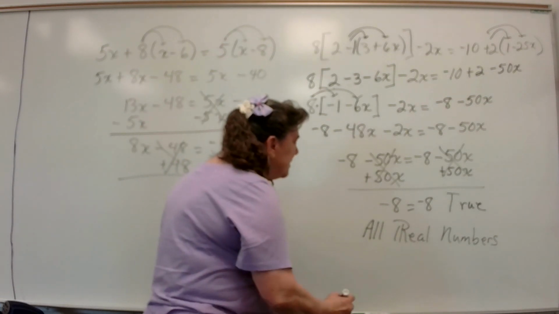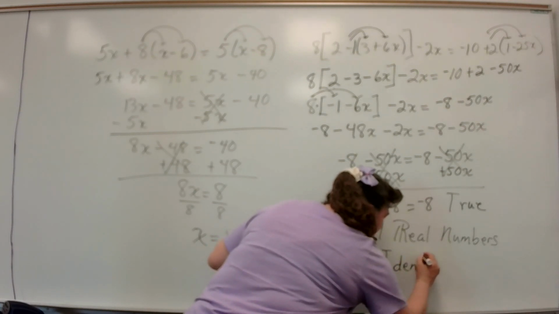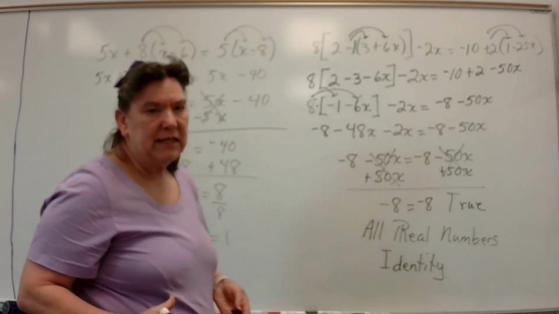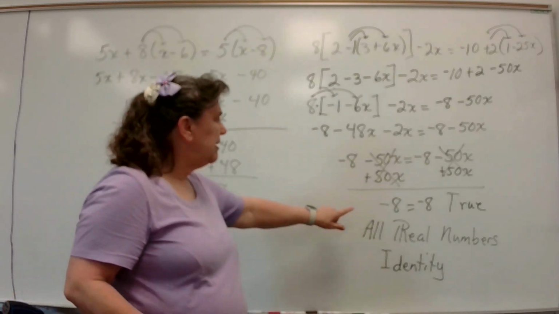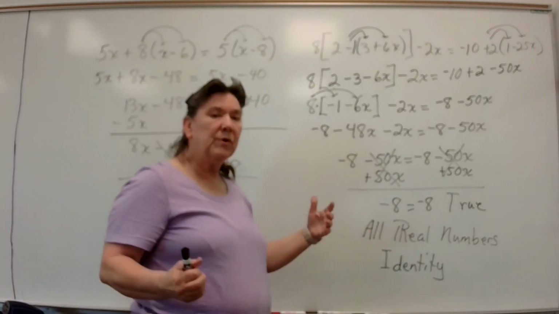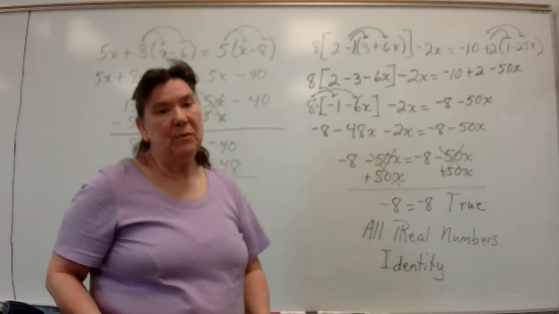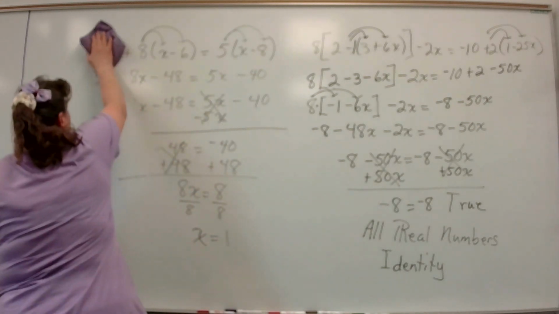Now, those all real numbers, this also has a name. And the name of this problem is called an identity because it identifies itself. So this is an identity, and all real numbers is your solution. Because we end up with a true statement here, or it could be 0 equals 0, because if I added 8 to both sides, I would end up with 0. Okay, let's move on to another problem.